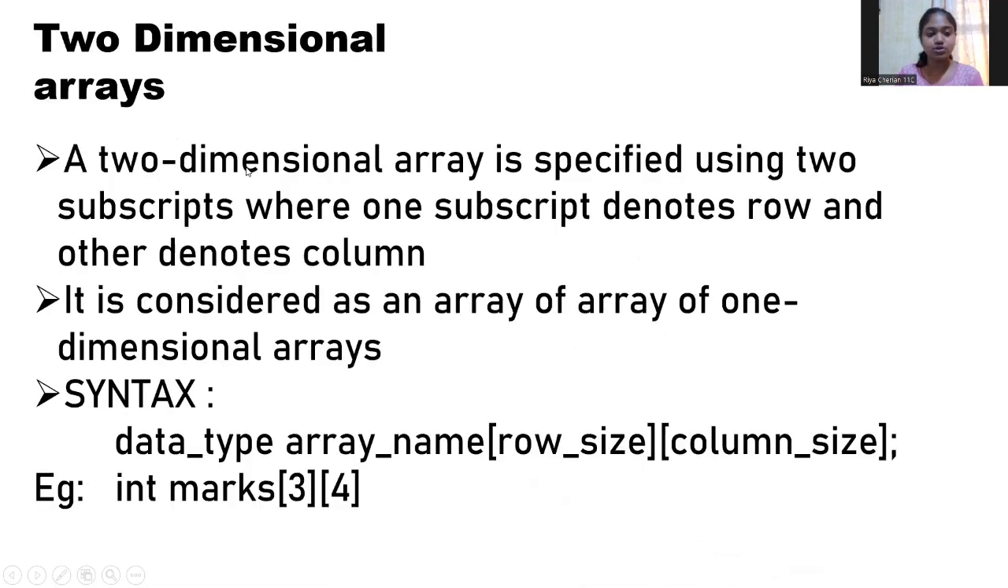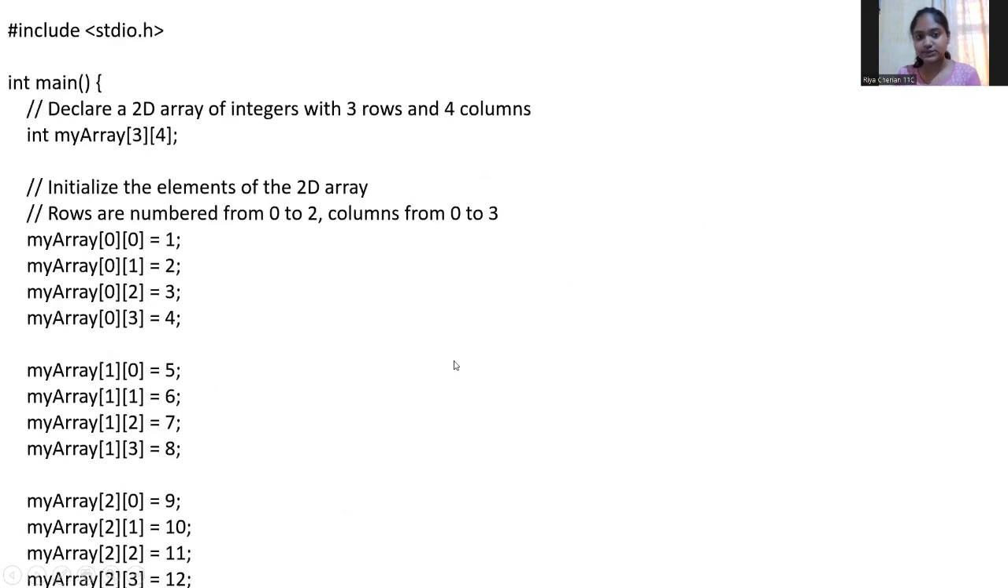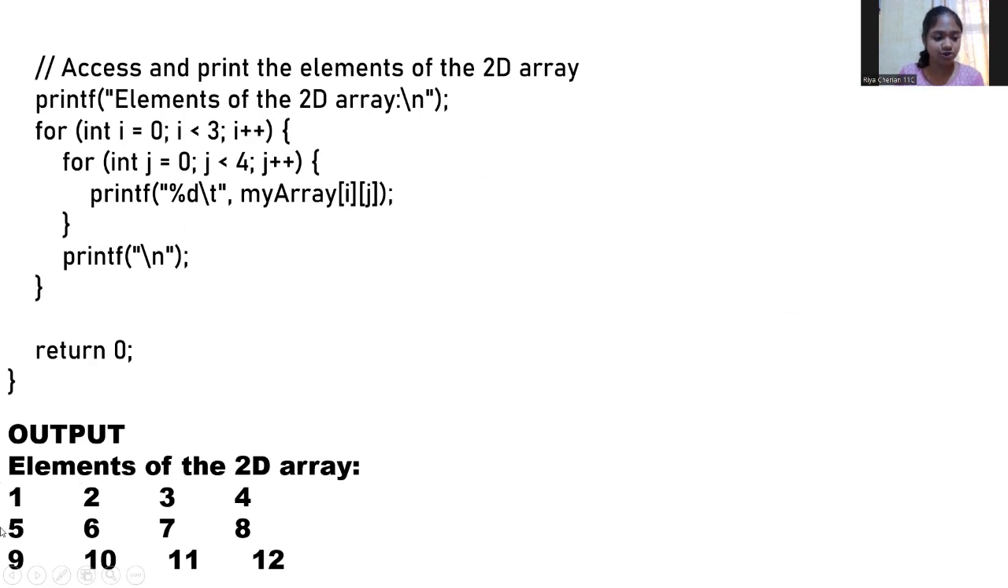Two-dimensional arrays. A two-dimensional array is specified using two subscripts, where one subscript denotes the row and the other denotes the column. It is considered as an array of one-dimensional arrays. Syntax is data type, the array name, the row size, and the column size. Here, int is the data type, marks is the array name, 3 is the row size, and 4 is the column size. Here, as you can see, 3 is the row size and 4 is the column size.